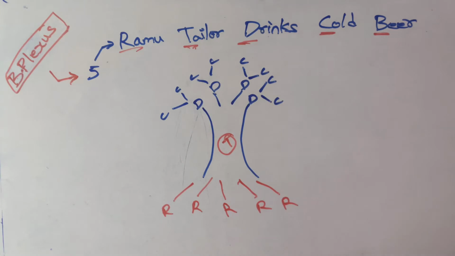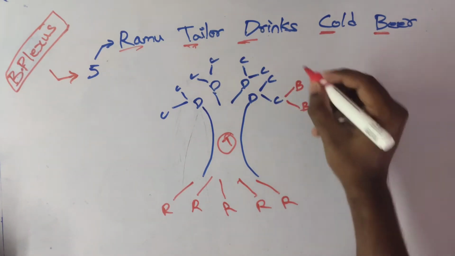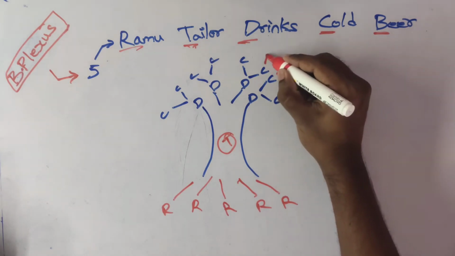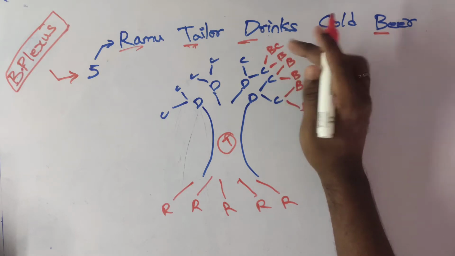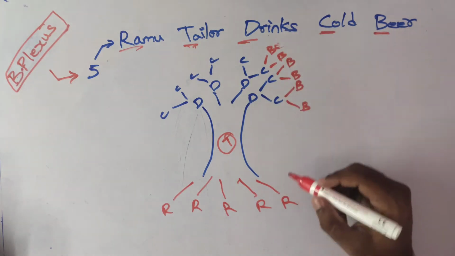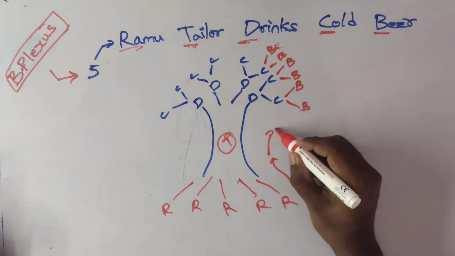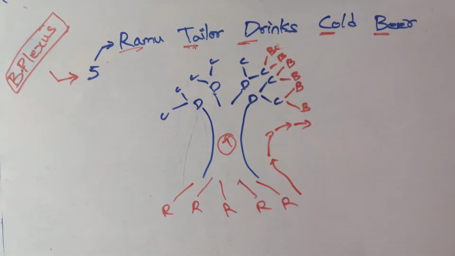From the cords we have branches. From each cord we have branches. So this is the order in which we have to study the brachial plexus: from roots to trunk, then from trunk to division, and from division to cords, and then cords to branches. This is how we have to study it.